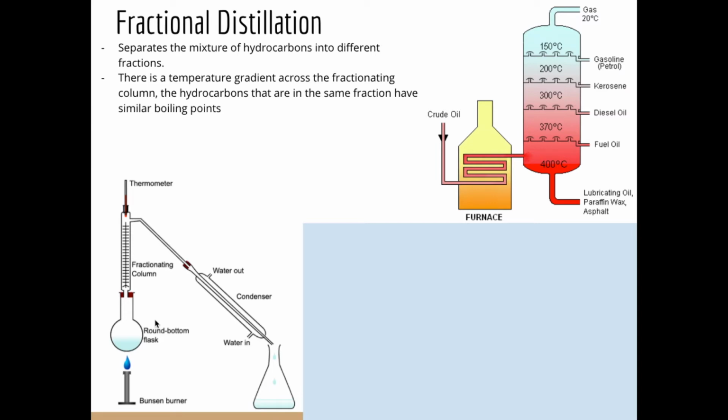Same thing here with our simple glassware. We have the high temperatures down the bottom, low temperatures at the top. So then depending on where their boiling point is, depending on where they go from the gaseous to the liquid phase, we can collect them at different parts.